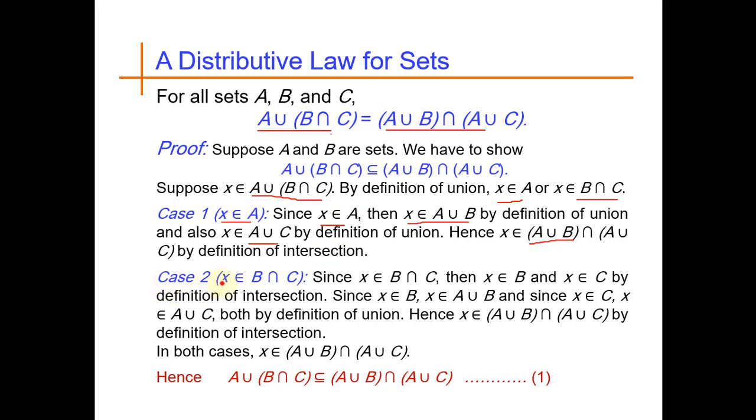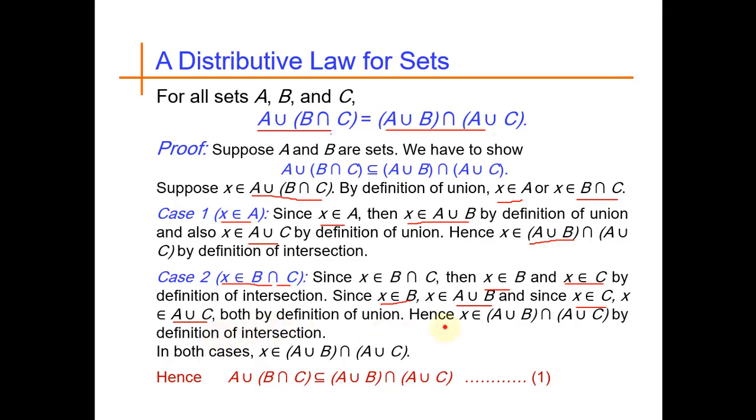Similarly, we take the case X belong to B intersection C, and this means that X belong to B and X belong to C. And now since X belong to B, we see that X belong to A union B. क्योंकि अगर B में वो पाया जाता है तो वो किसी भी सेट के साथ उसकी यूनियन ले लें तो by the definition of union वो उस सेट में भी पाया जाएगा. So it must be in A union B. And since X belong to C, X also belong to A union C.